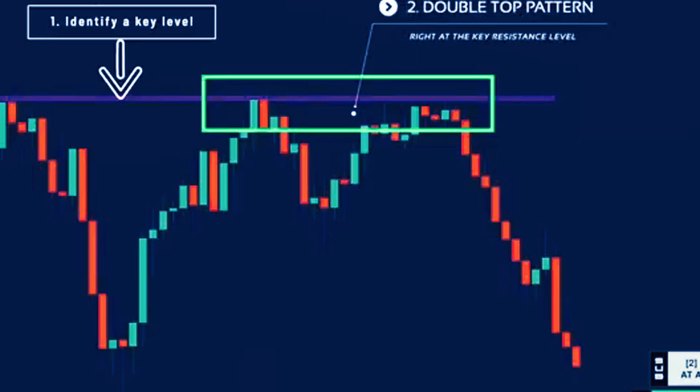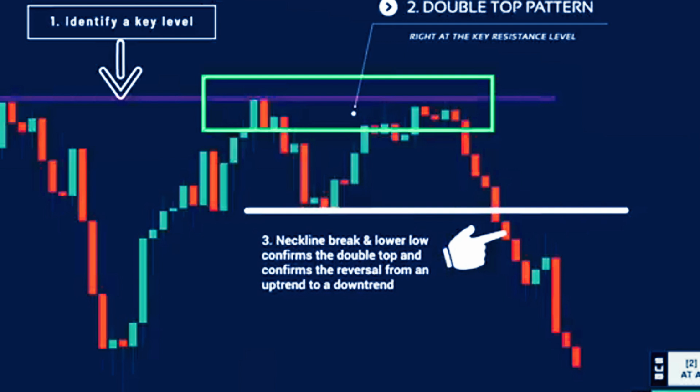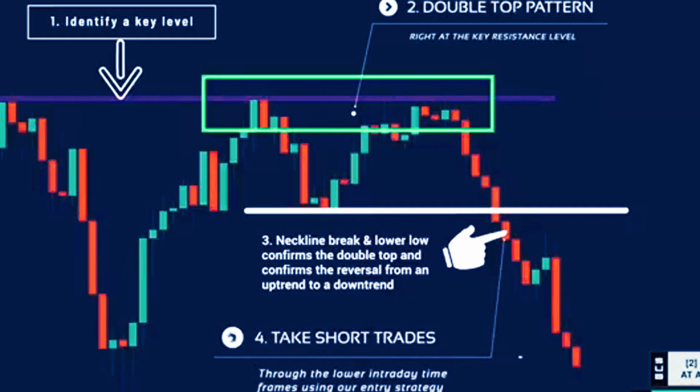So again, to confirm the double top reversal, neckline placed at the recent swing low here, and once price breaks through the neckline and makes a lower low, your trend change from an uptrend to a downtrend is confirmed, and you would then take trade entries short through the lower intraday timeframes.